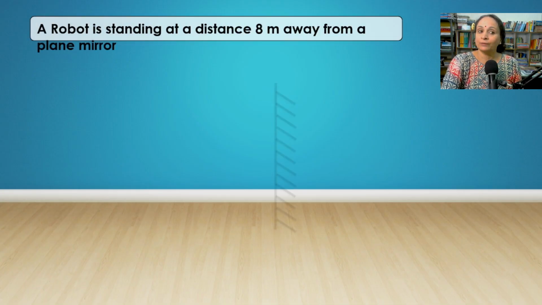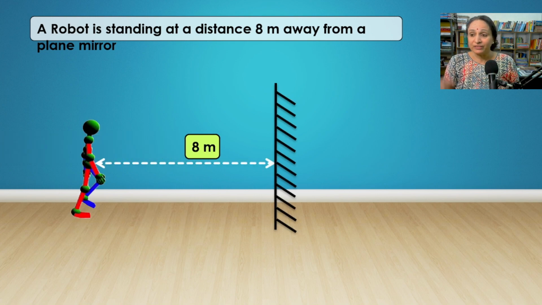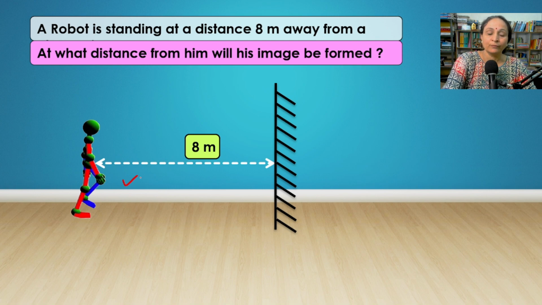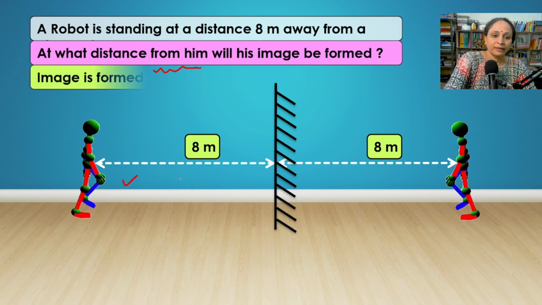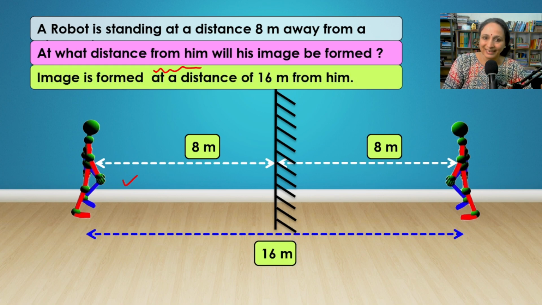Now let us talk about a question of the same type, based on the properties of the image formed in a plane mirror. You have a plane mirror and a robot is standing at a distance of 8 meters from this mirror. At what distance from him will his image be formed? We know that the object distance is equal to the image distance. What is asked is the distance from him to the image. मतलब robot से उसकी image कितनी दूरी पर है? भैया 8 plus 8, so it is equal to 16. That is the correct answer. Okay, fine. So simple, na? The object distance here is equal to the image distance.